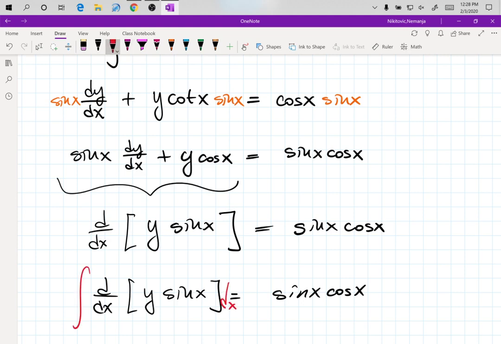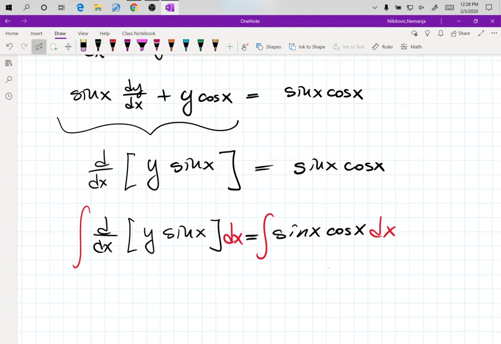So now we integrate this side, integrate this side. On the left-hand side, again, the Fundamental Theorem of Calculus part 2 cancels derivative and integral flat out. We're just left with y sine x. And on the right-hand side, we have this integral, which is a u sub, right? You say u equals sine.